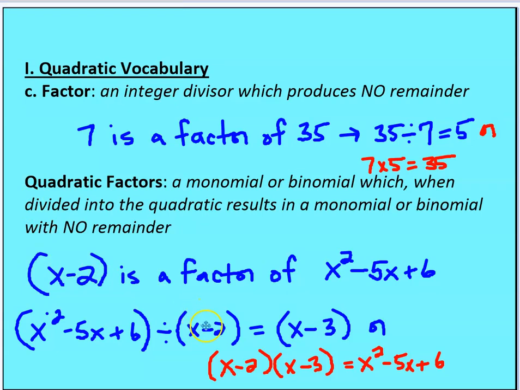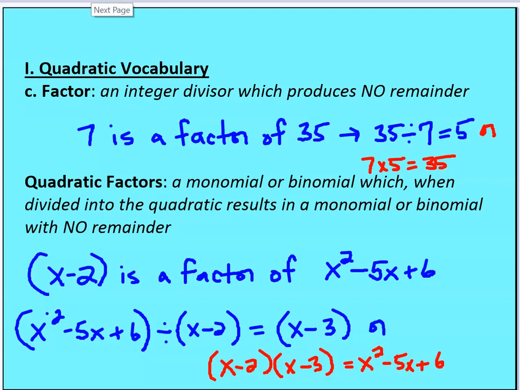If I divide x minus 2 into x squared minus 5x plus 6, I end up with x minus 3. Or I can see x minus 2 times x minus 3 is x squared minus 5x plus 6. So x minus 2 is a factor, and x minus 3 is a factor of x squared minus 5x plus 6. Because if I divide either one of those into x squared minus 5x plus 6, I end up with a monomial or binomial that has no remainder.